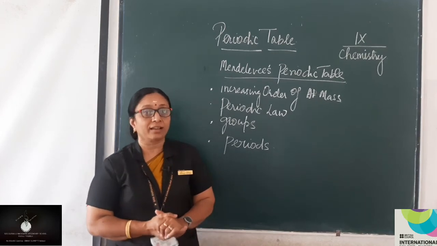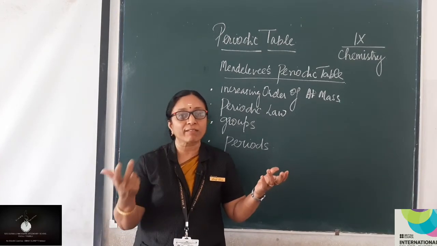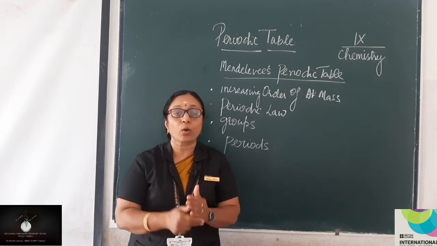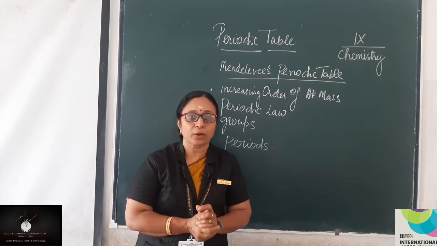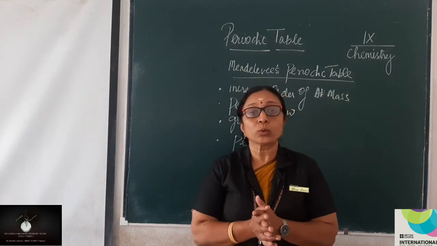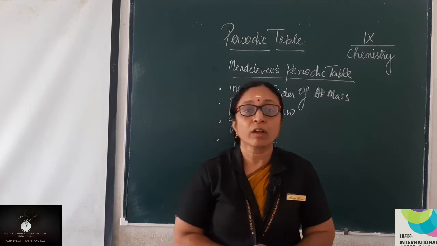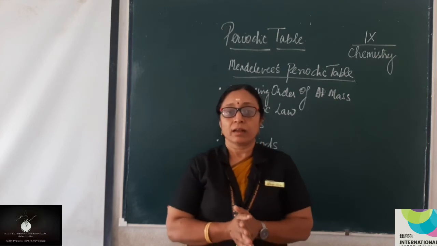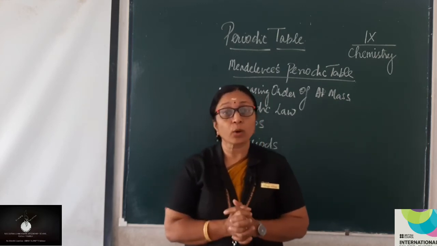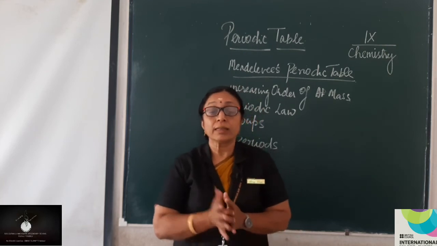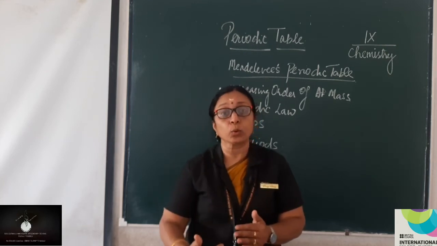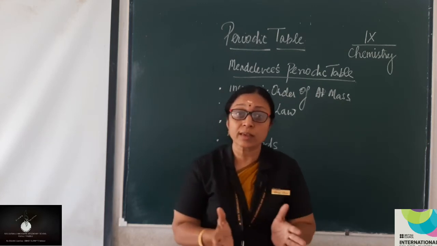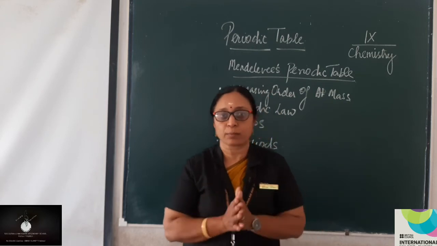Now, anything which has a merit will always have demerits also, isn't it? So now we will move to the demerits or limitations of Mendeleev's periodic table. So the first limitation is, what did Mendeleev say about the elements in the periodic table? He said that elements coming under the same group, that is vertical column, will always exhibit similar physical and chemical properties.